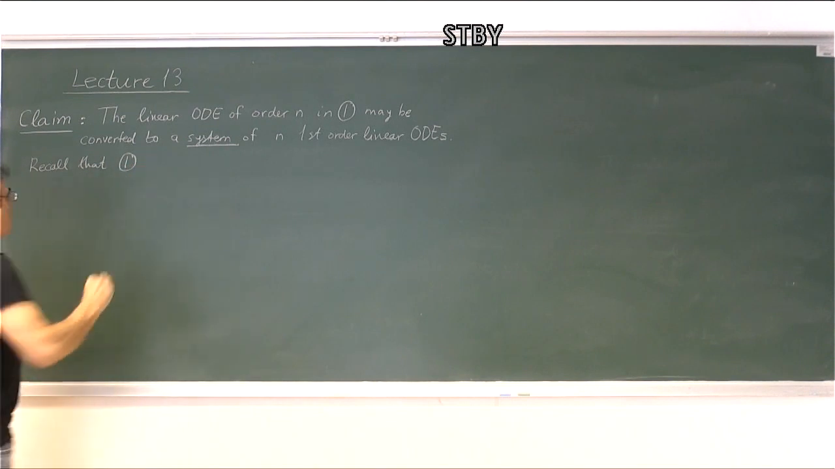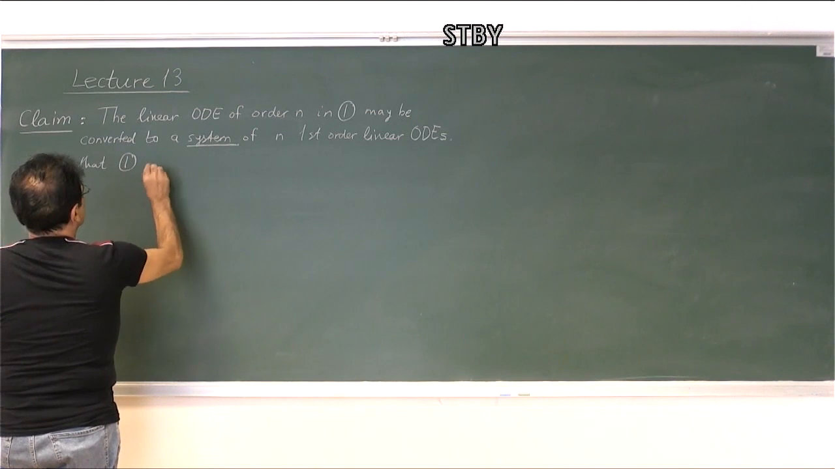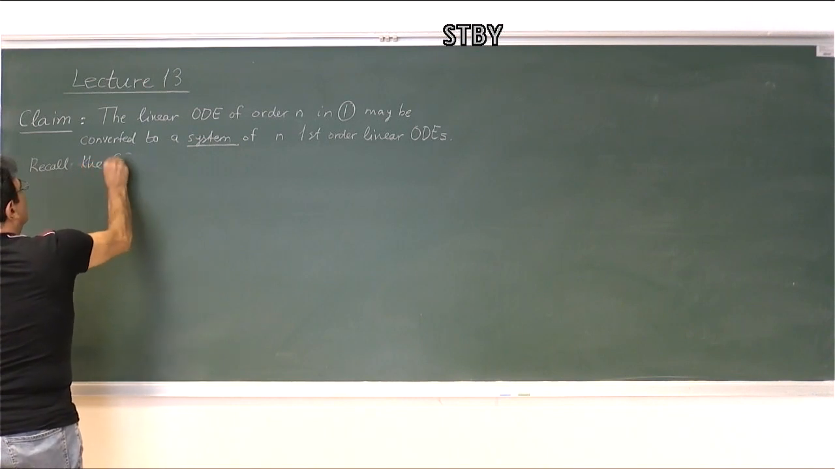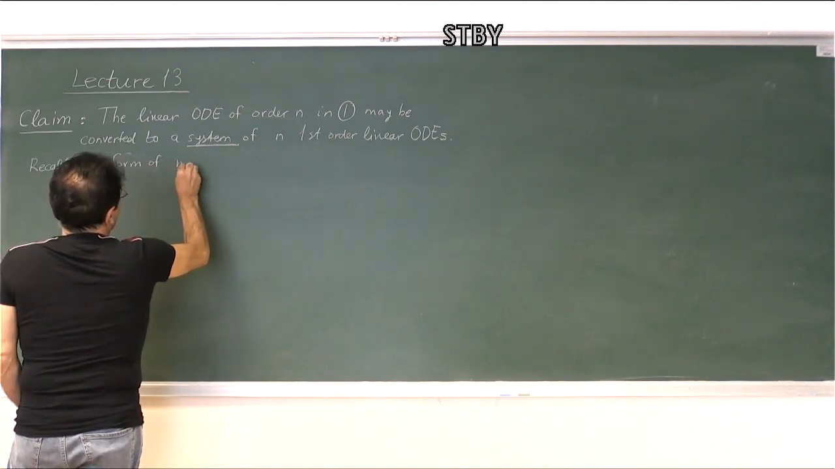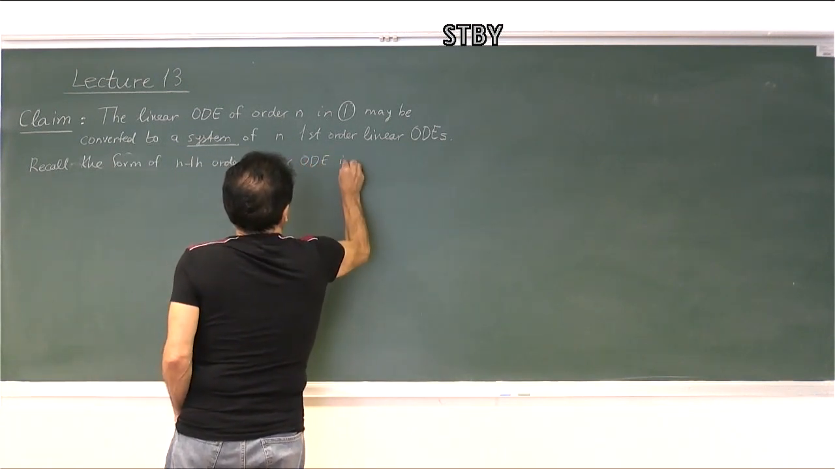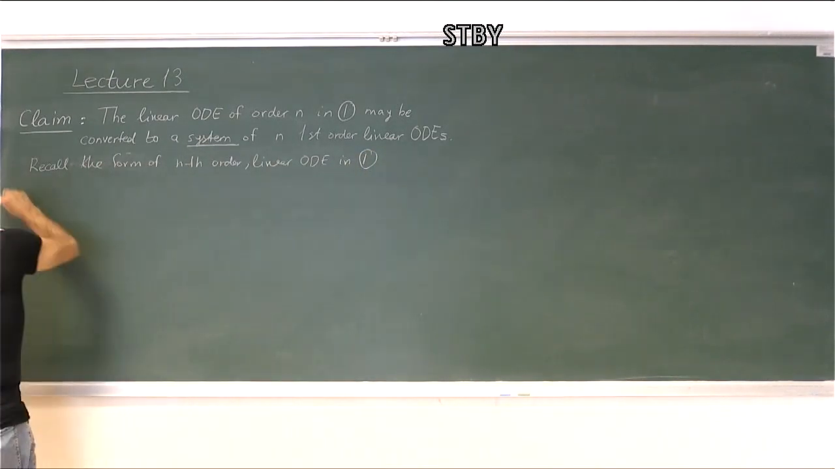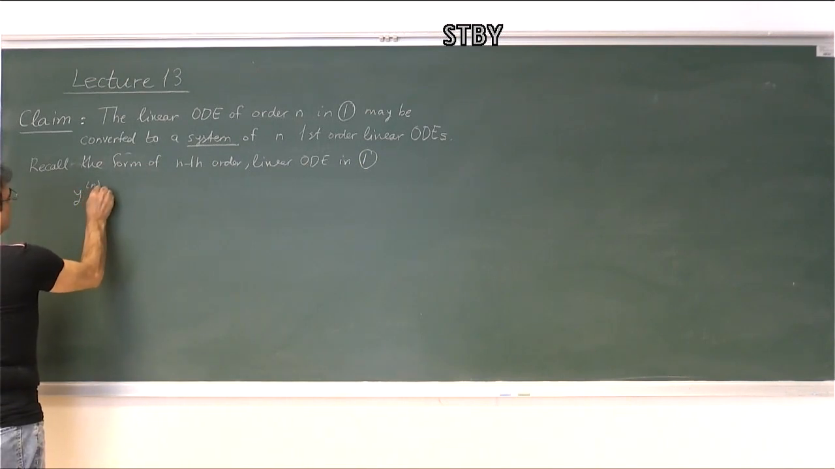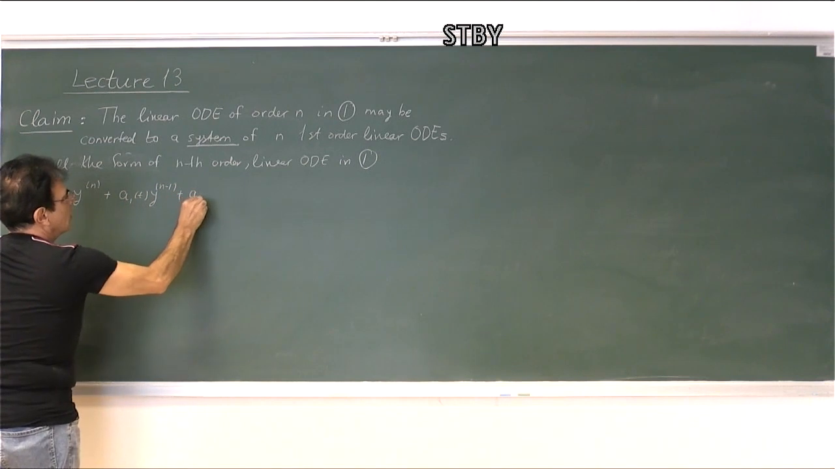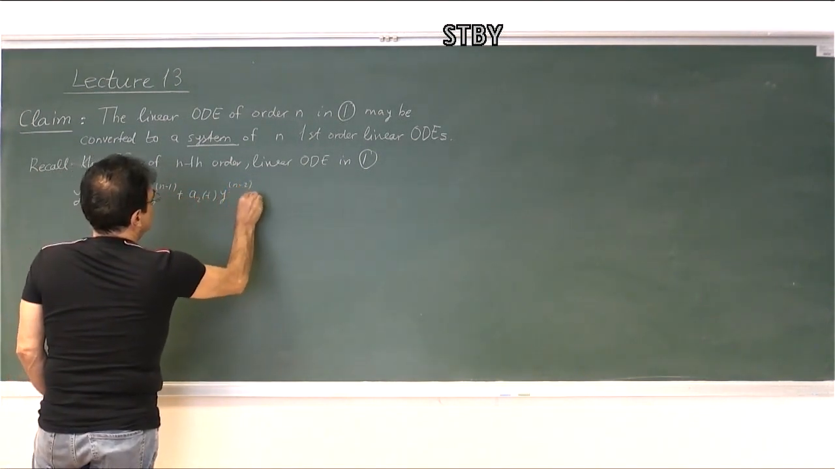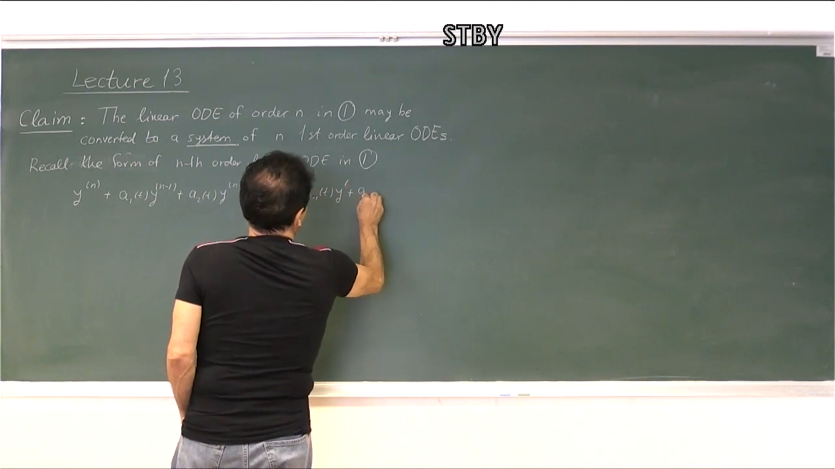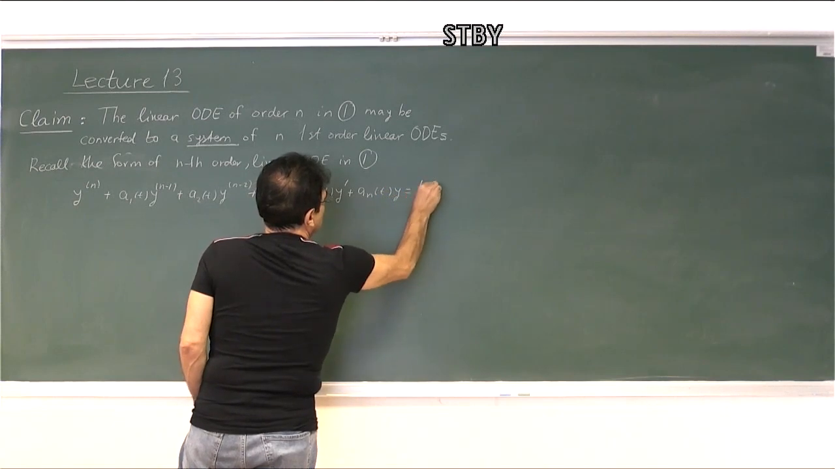Please recall the form of an nth order linear ODE: y^(n) + a1(t) y^(n-1) + a2(t) y^(n-2) + ... + a_{n-1}(t) y' + a_n(t) y = d(t).